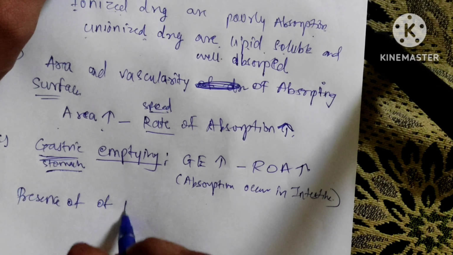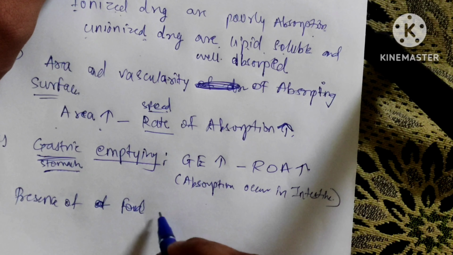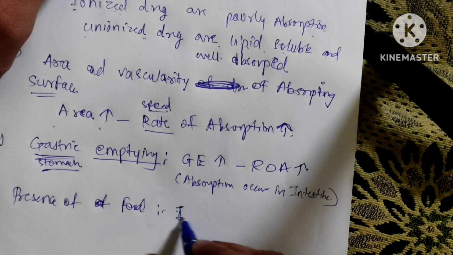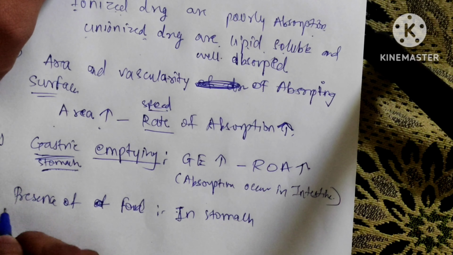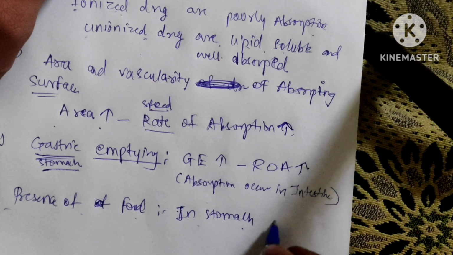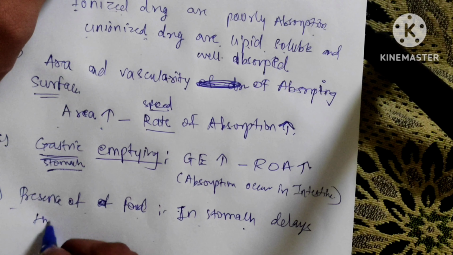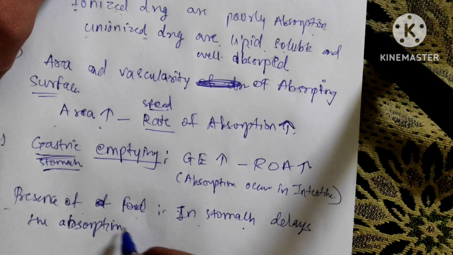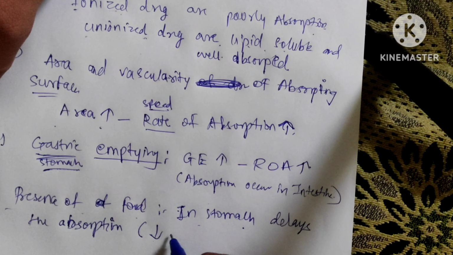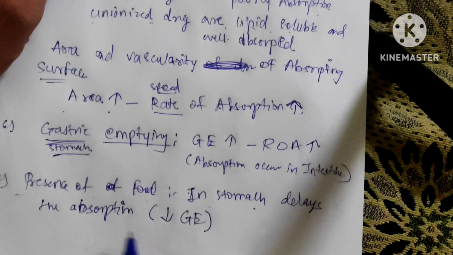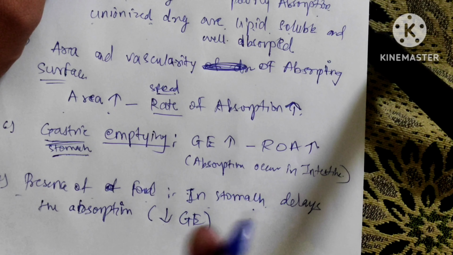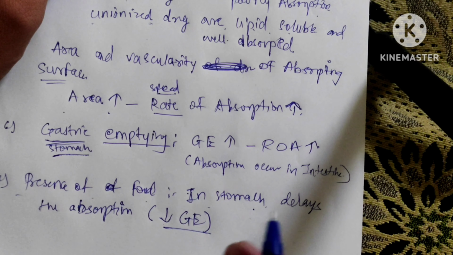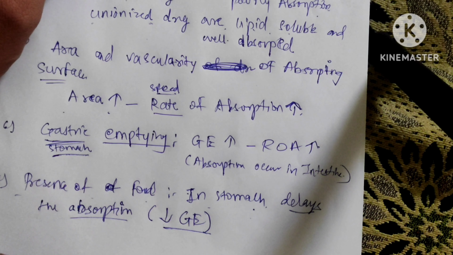Then the seventh point is presence of food. Presence of food in the stomach delays the absorption. How? Because it delays the gastric emptying. Whenever food is present in the stomach, it will delay the gastric emptying, and once the gastric emptying is delayed, the absorption will also be delayed.